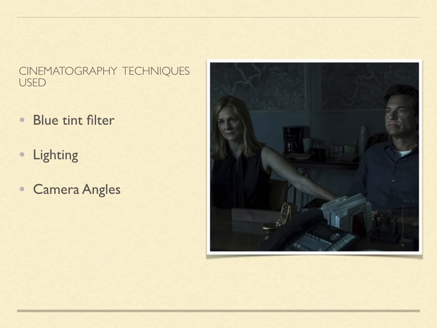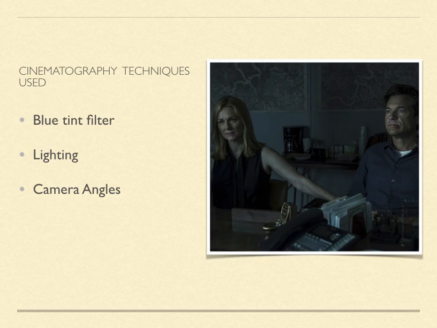Bill Hutchins stated that the blue tint and low lighting represent the dark world the Byrde family has gotten themselves into, with shadows creeping around every corner. Hutchins also says that he tries to use only one light source whenever possible to show the audience that this is a dark world with a dark tone and environment.